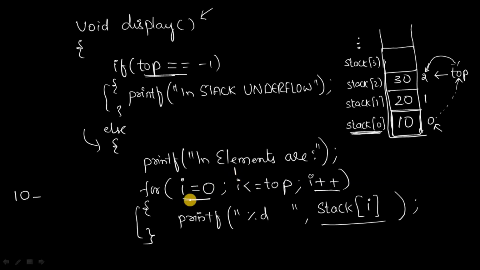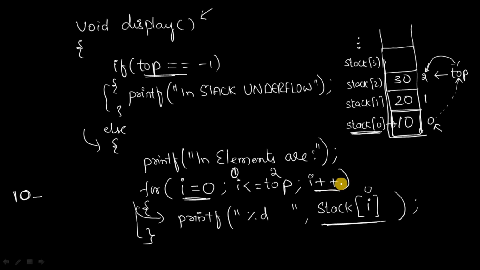Okay, let me start from the beginning. i value is equal to 0, 0 less than or equal to top. What is top value? 2. 0 less than or equal to 2, that is true. So, enter into the for loop, and here I have a printf. I am printing stack of i. What is i value now? Yes, i value is 0. So, stack of 0 will be printed. What is stack of 0? That is 10. So, first of all 10 will be printed, followed by space.